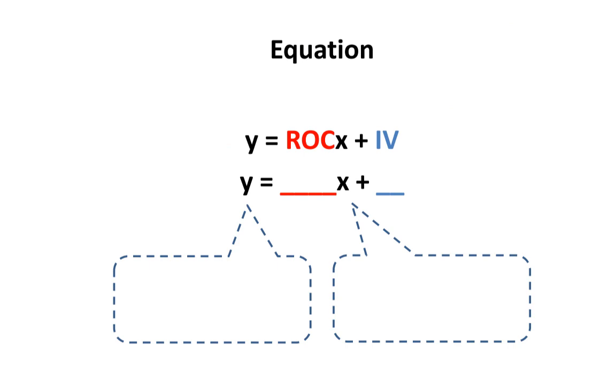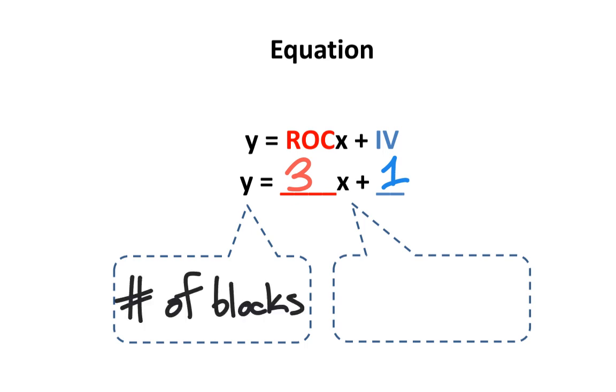Now that I have my initial value, I can represent this graph with an equation. So the initial value we just determined was 1, and the rate of change was 3, since it was an increase of 3 blocks for every one figure number. Therefore, this situation can be represented with the equation y = 3x + 1, where y represents the number of blocks and x represents the figure number.